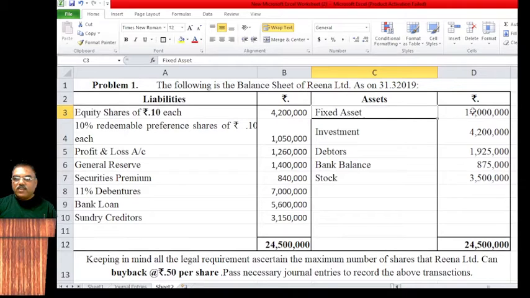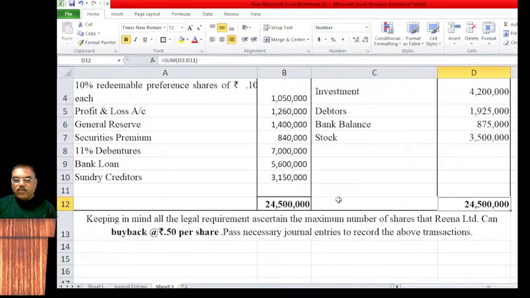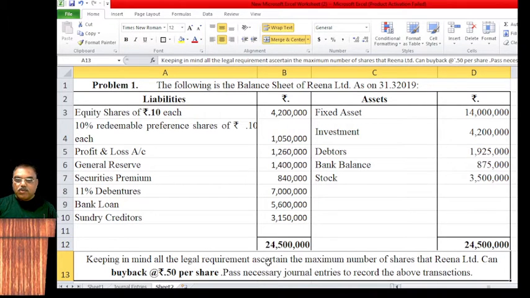Now the asset side: fixed assets 1 crore 40 lakh, investment 42 lakh, debtors 19,25,000, bank balance 8,75,000 and stock 35 lakh. Like that, 2 crore 45 lakh is the total on both sides. Now they said: keeping in mind all the legal requirements, ascertain the maximum number of shares that RINA Limited can buy back at the rate of rupees 40 per share. You have to write the necessary journal entry to record the above transactions.